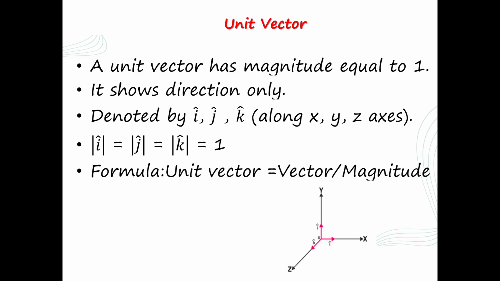How do we find the unit vector along the direction of a given vector? The simple formula is: unit vector is equal to vector divided by magnitude of that vector. Here A cap means unit vector along the direction of vector A. It is equal to vector A divided by mod of vector A.